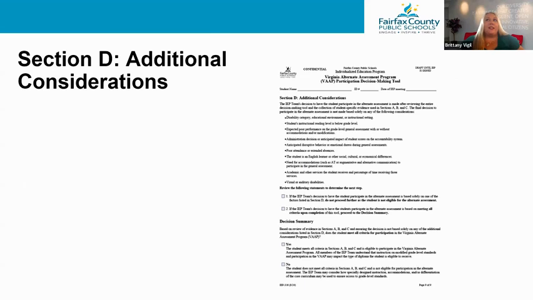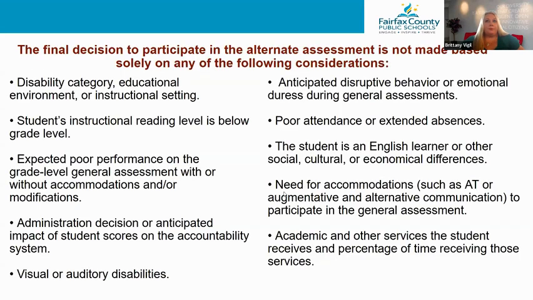Finally, you'll get to Section D of the decision-making tool. Section D has some additional considerations to think about. The first part of Section D looks at these categories, and these should look familiar because Sarah talked to you about these a little bit earlier in the presentation. The IEP team's decision to have the student participate in the alternate assessment is made after reviewing the entire decision-making tool and the collection of student-specific evidence used in sections A, B, and C.